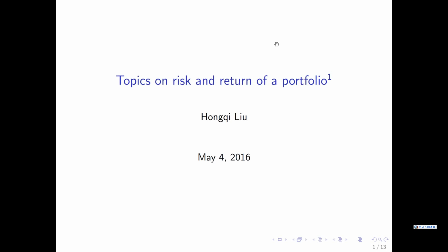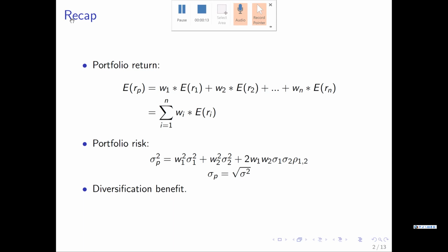Hello everyone, in this video I will wrap up the topics on risk and return of a portfolio, and this covers the material in chapter 12 in Jordan's book. So just to recap what we've learned so far, a portfolio is a combination of different assets, and a portfolio return simply equals the weighted average of individual assets' returns. Those W's are the true weights that you put on a single asset, and those are the expected returns for individual assets. So the portfolio return is very simple.